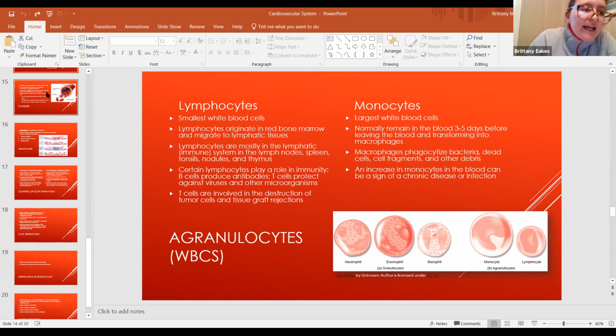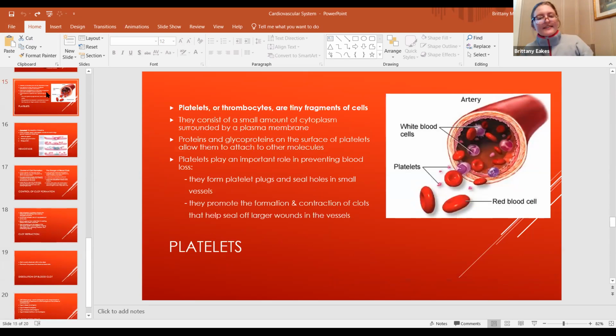Okay, then we have our platelets. Platelets or thrombocytes. So your red blood cells are erythrocytes, your white blood cells are leukocytes, and your platelets are thrombocytes. And these are tiny fragments of cells. They're not cells themselves. They're actually just fragments. So they have cytoplasm and they have a plasma membrane. And on the platelets, you have proteins and glycoproteins on the surface that allow them to attach to other molecules.